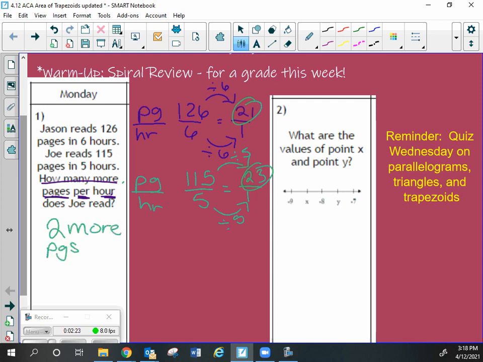Is there a question? Okay. All right. The next one, what are the values of point X and point Y? Neither one of those has a number on them, so we're trying to figure out a number for them. Okay, Malik, what did you get? For X, I put down -8.5. Very good. Awesome. Thank you.